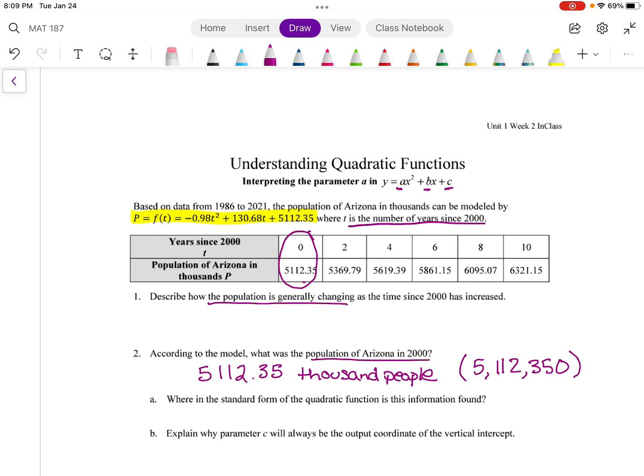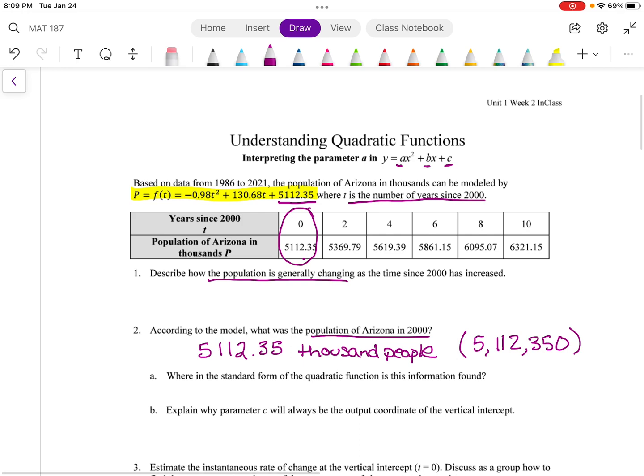Now, where in the equation could I have found that information? If I go back up to my equation, I should notice that this last number here is the same as that initial value in my table. That last number is represented with that c there. So in the standard form equation, it's the c value.